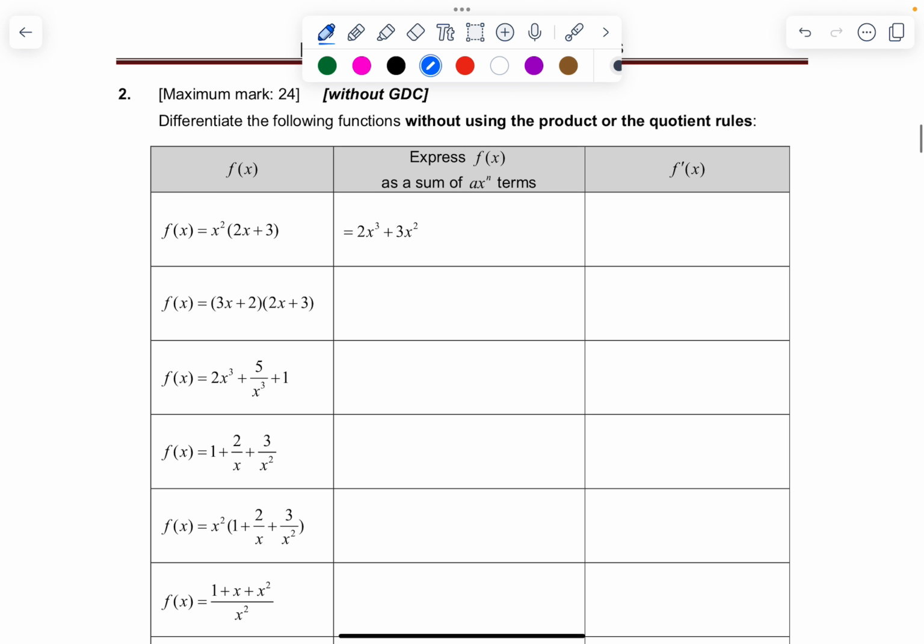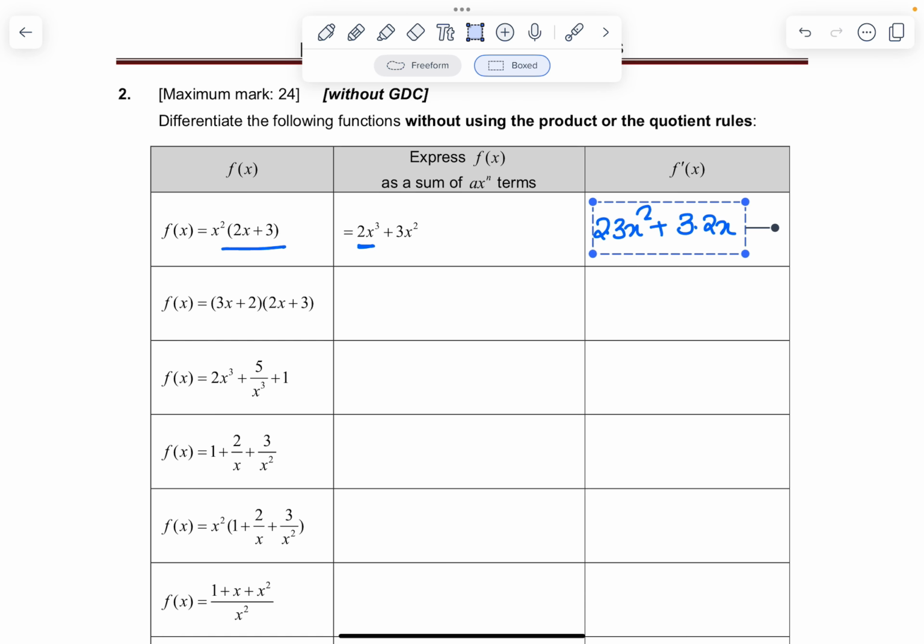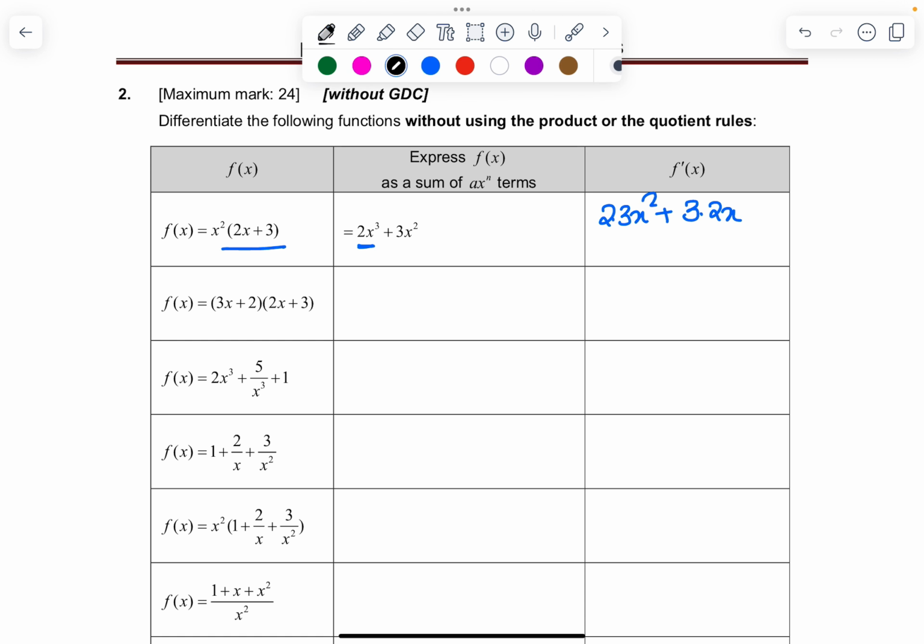Coming to the second question, without using the product rule and the quotient rule. So what am I going to do? First you have to expand it out. Then 2x cube derivative will become 2 times 3x square plus 3 times 2x. So the final answer is 6x square plus 6x.